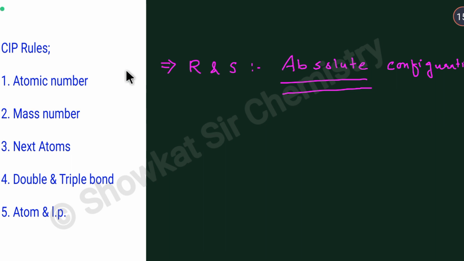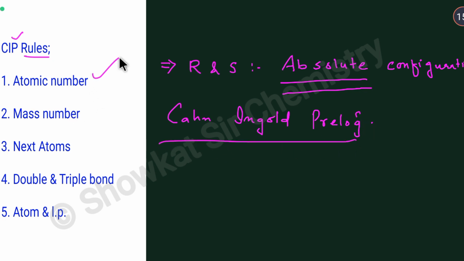There are some rules which were given by Cahn, Ingold and Prelog, which are known as CIP rules, right? There were the 3: Cahn, Ingold and Prelog. They have given some priority rules, which we call CIP rules. You have to remember these. For example, the first rule is atomic number. Let's say this is my carbon and it's attached to 4 different groups, right? Let's say we have fluorine, chlorine, bromine and iodine. Now I have to give the priority. These are the priority rules. The atom or element which has the higher atomic number will be given high priority.